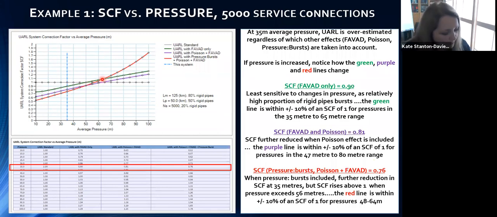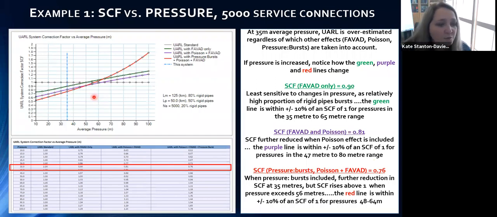So overall, what we can take away from here is the importance of controlling average pressure. For this particular system, if we consider the pressure burst, Poisson and FAVAD effects and calculate our UARL using them, then the UARL with SCF is only within plus or minus 10% of the standard UARL between 48 and 64 meters.